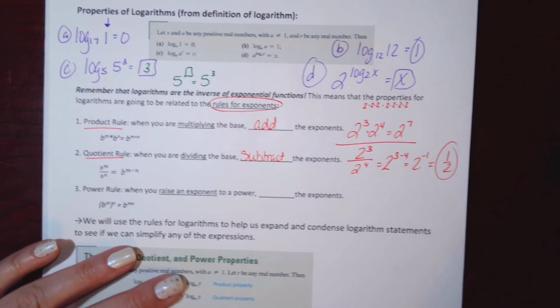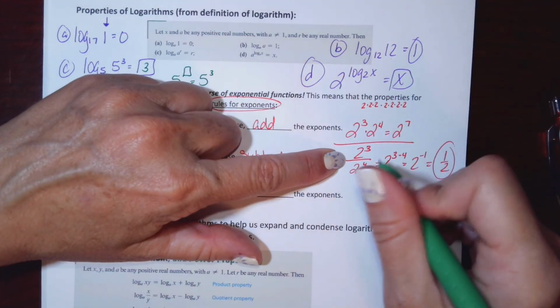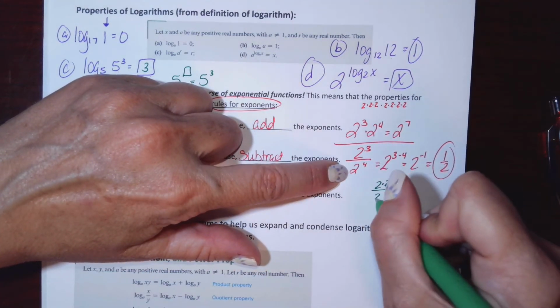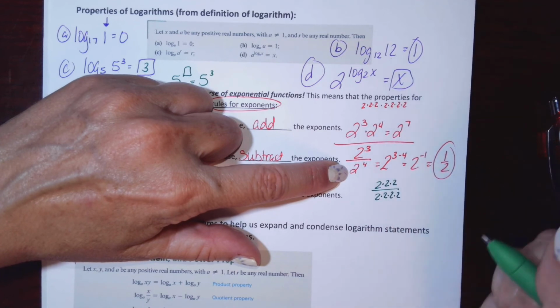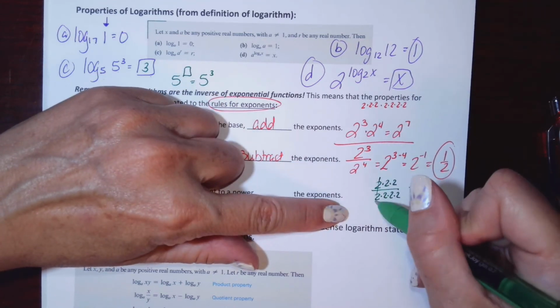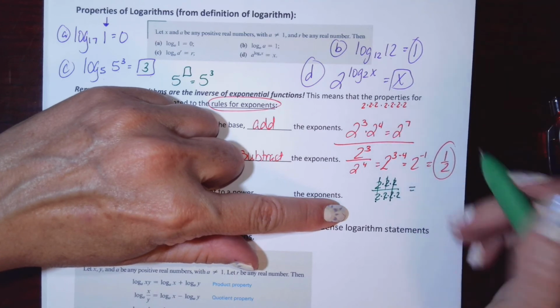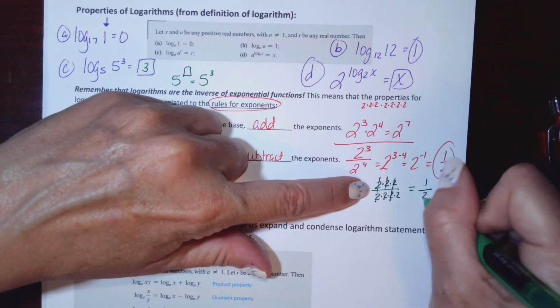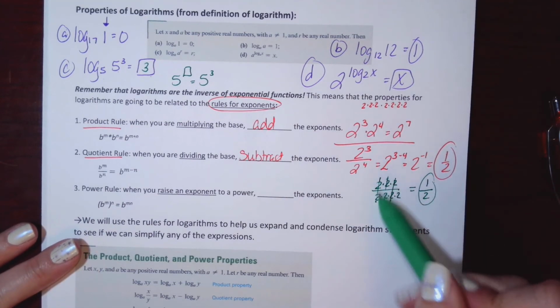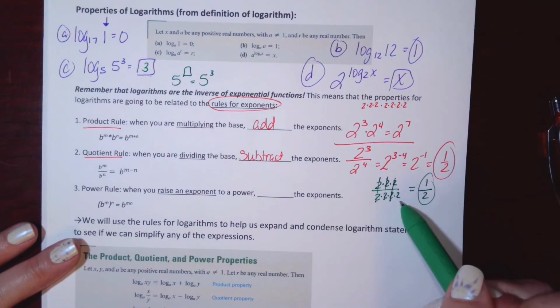Let's take a little bit different look at that. Let's do 2 times 2 times 2 in my numerator, 2, 2, 2, 2 in my denominator. Anything over itself is 1, right? So that's 1, that's 1, that's 1, and it leaves me with 1/2 left over. 1, 1, 1, and one other 2 in the denominator.